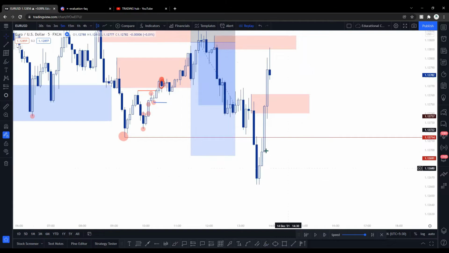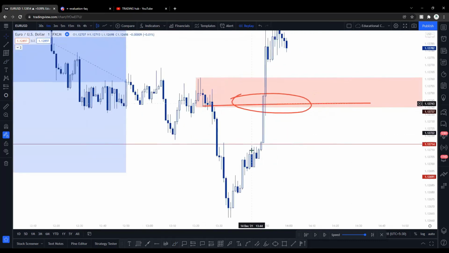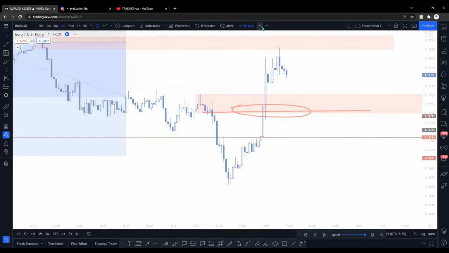So you can see the market tapped on the level, I mean here. And then the market did not show any reaction in a lower time frame. If we switch into the 1 minute structure, then we can see there is no reaction. There is no reaction in 1 minute, then we cannot sell here.